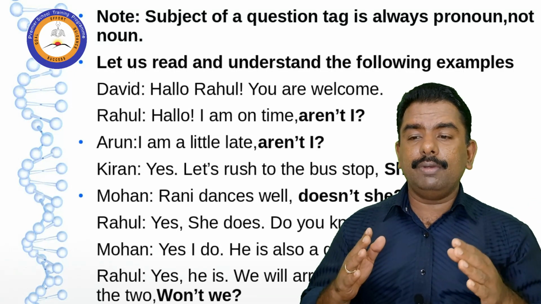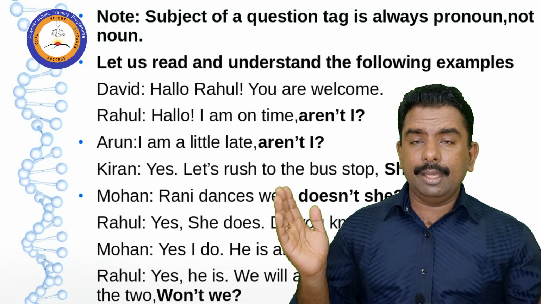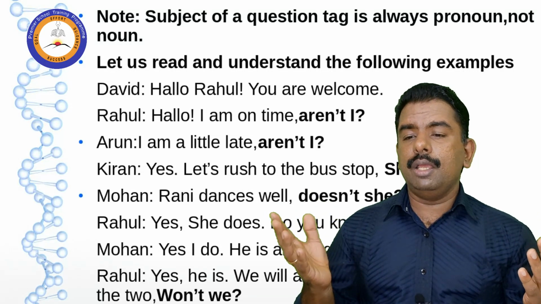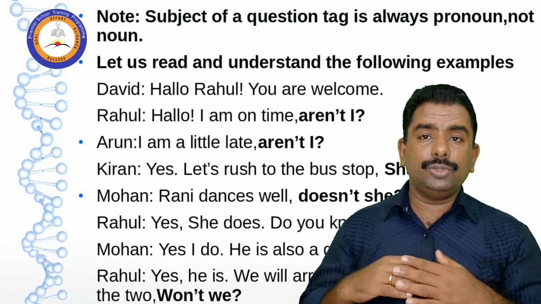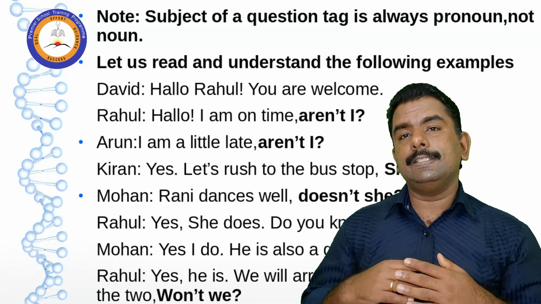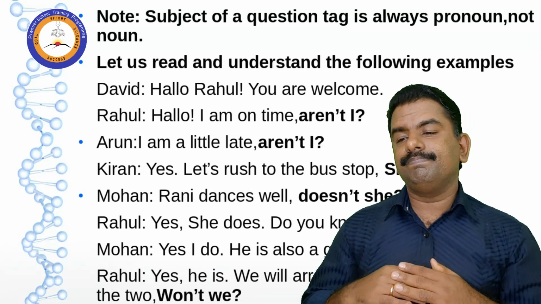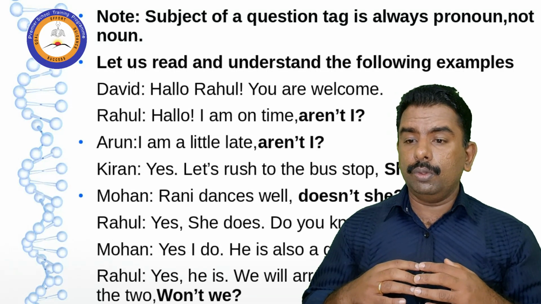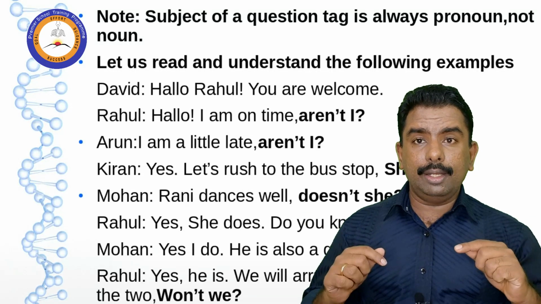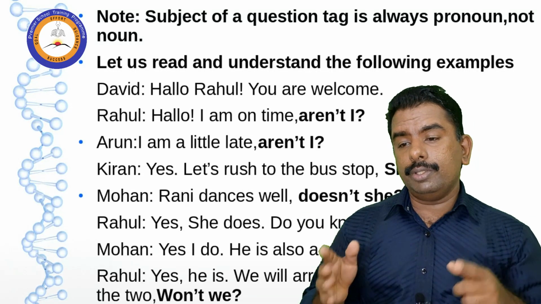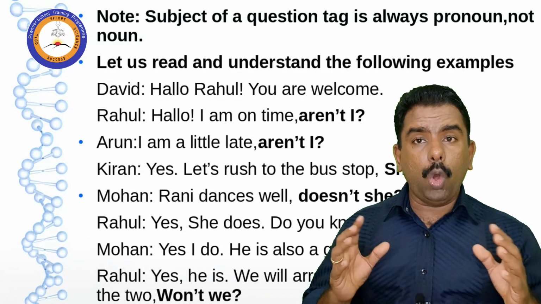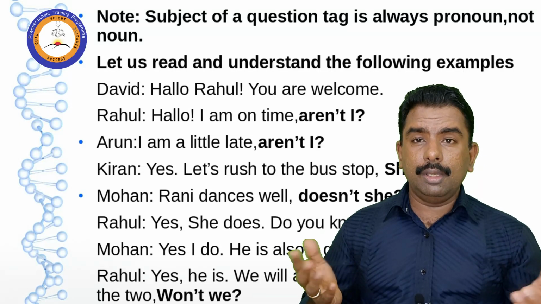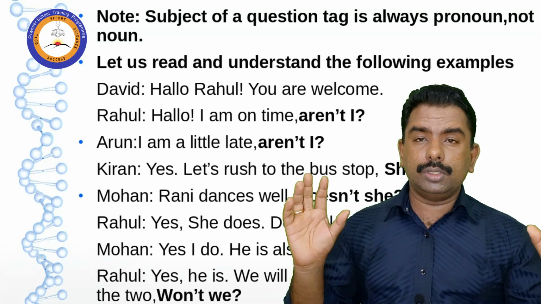Here the auxiliary verb is there, so there is no need of checking back to find it. The auxiliary is is, and the sentence is positive. That's why we used isn't he. Rahul: Yes, he is. We will arrange a dance program by the two. We will arrange. Will is the auxiliary verb, and the question tag for this sentence is won't.